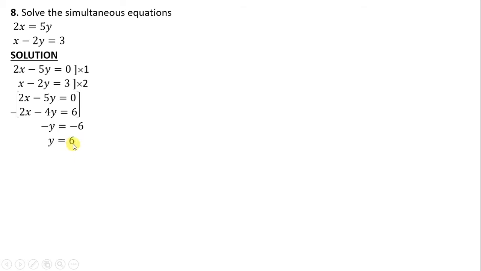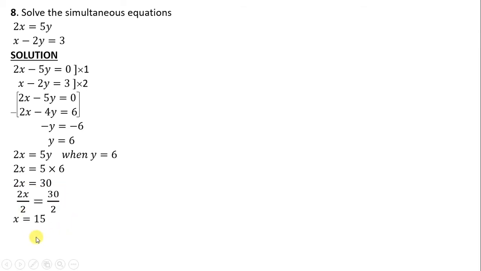But this is not supposed to remain like that. We've just found y. We are supposed to solve for x. So we use the first equation where we'll say 2x is equal to 5y. When y is equal to 6, it means where there's y here, we'll replace it with 6. So we are saying 2x is equal to 5 times 6. 2x is equal to 30. To find the value of x, divide both sides by the coefficient, which is 2. Therefore, our x is equal to 15.